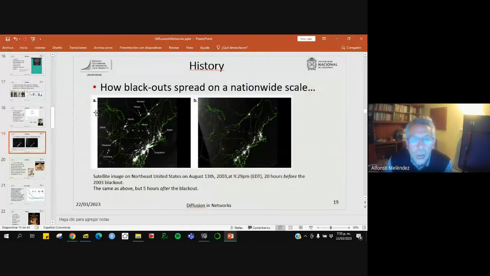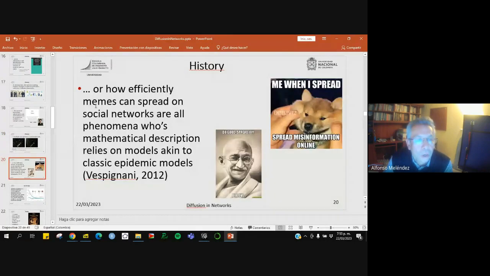How blackouts spread on a nationwide scale, or how efficiently memes can spread on social networks, are all phenomena whose mathematical description relies on models akin to classical ones. Memes. Here are two good memes. I invite you to read them, and if you want to laugh, you can laugh.